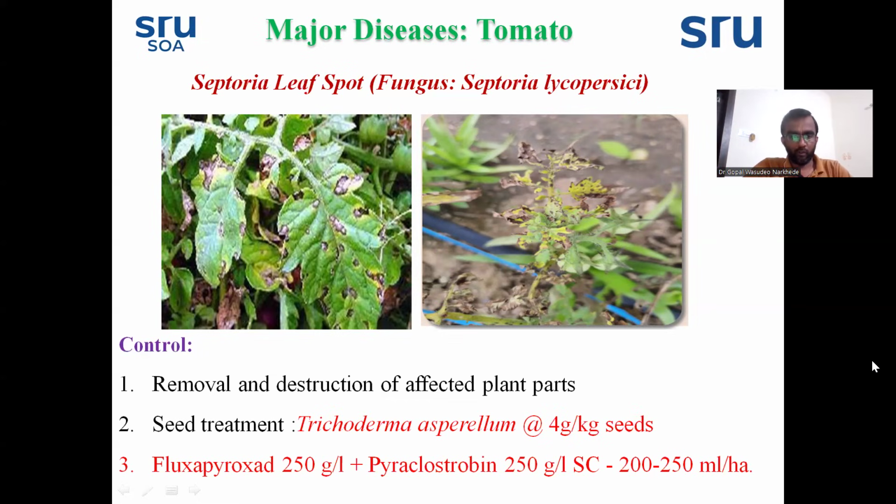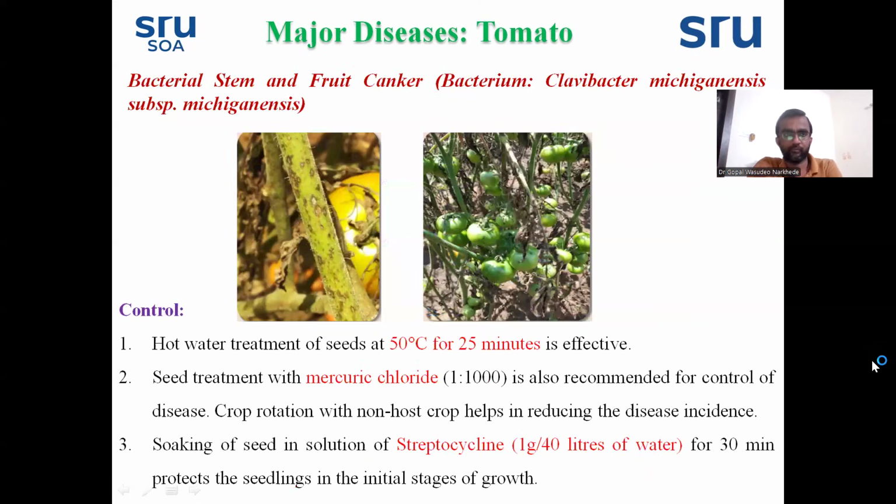Then fluxapyroxad 250 gram per liter plus pyraclostrobin 250 gram per liter. Okay. So these are the control measures for septoria leaf spot. Then third is bacterial stem and fruit canker. It is actually a bacterium, Clavibacter michiganensis subspecies michiganensis.